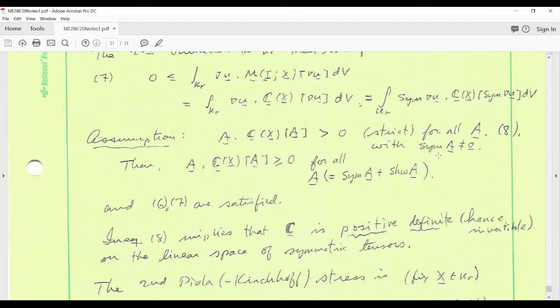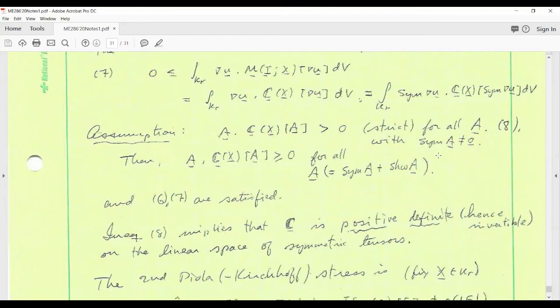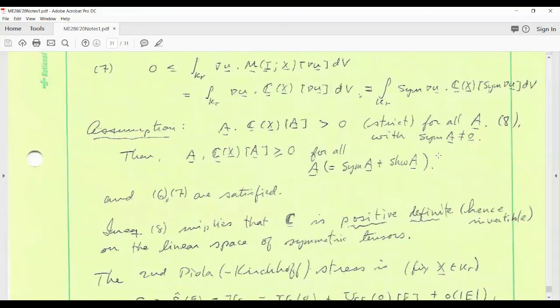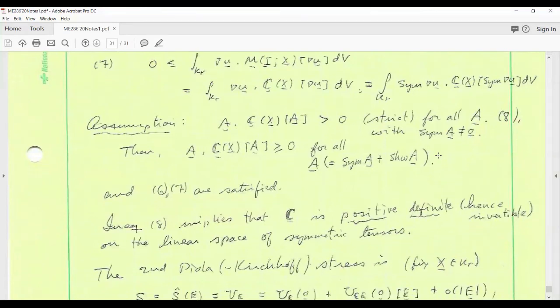Think of the set of symmetric tensors. That's essentially the set of symmetric 3x3 matrices. That's a six-dimensional vector space. In other words, any linear combination of symmetric tensors is itself a symmetric tensor. So the set of symmetric tensors is a vector space in the mathematical sense of the word.